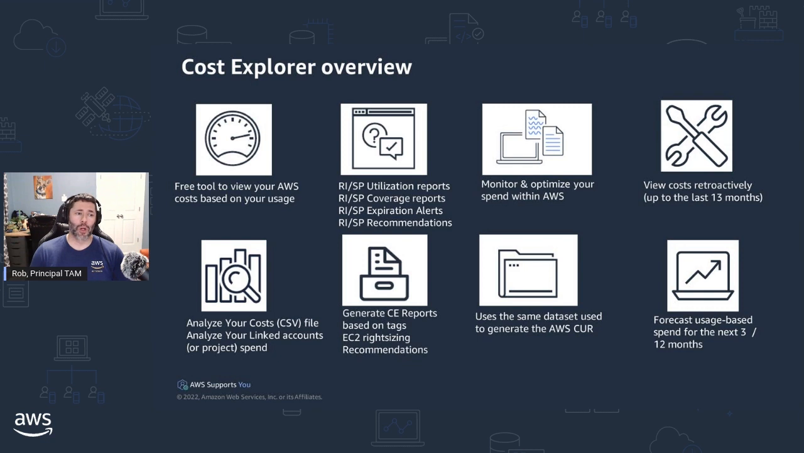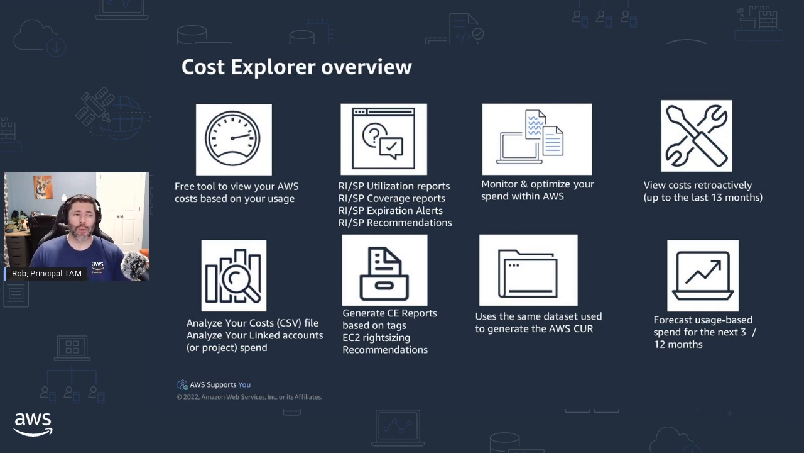And with Cost Explorer, we're able to give you that view of your AWS costs based on usage. And it's a free tool for you to be able to do so. You can also leverage things like reserved instance and savings plan utilization reports, and recommendations for reserved instances and savings plans, to monitor and optimize your spend by using that information, and really be able to look up your costs retroactively, and we'll show you what that looks like as well.